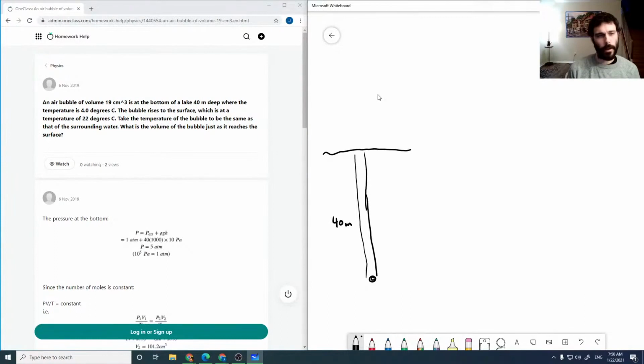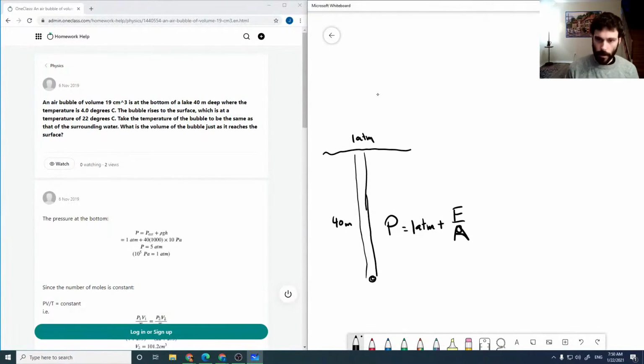So then the pressure on the air bubble, or at the air bubble, is rho, so the density of water, sorry, start over a little bit here. So the pressure is going to be 1 atmosphere plus the force over the area.